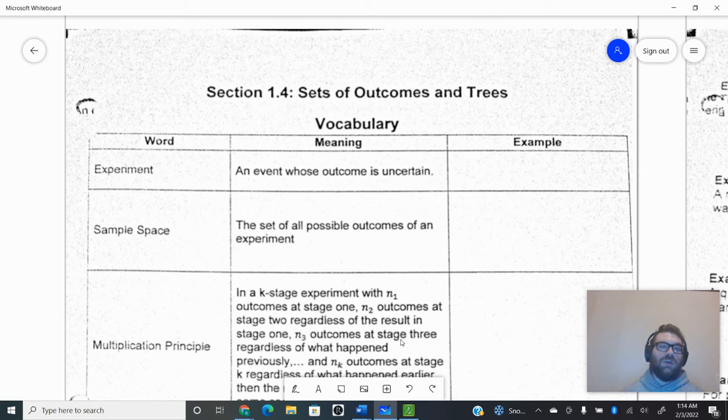So first off, we have an experiment. The meaning is an event whose outcome is uncertain. So what are some examples of experiments? Well, often in probability, we'll get examples of things that you'll see, maybe flipping a coin.